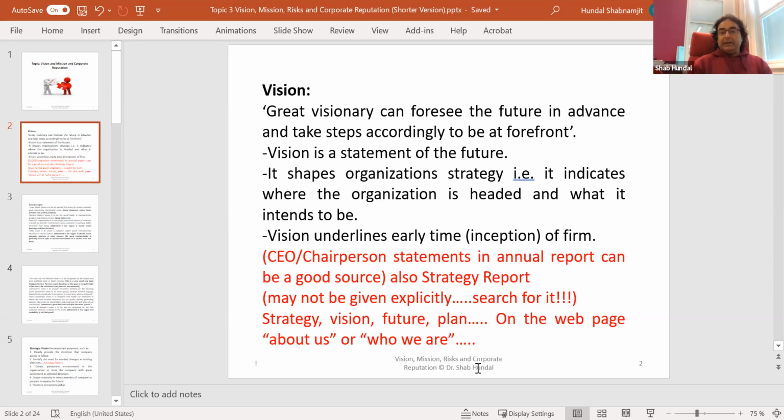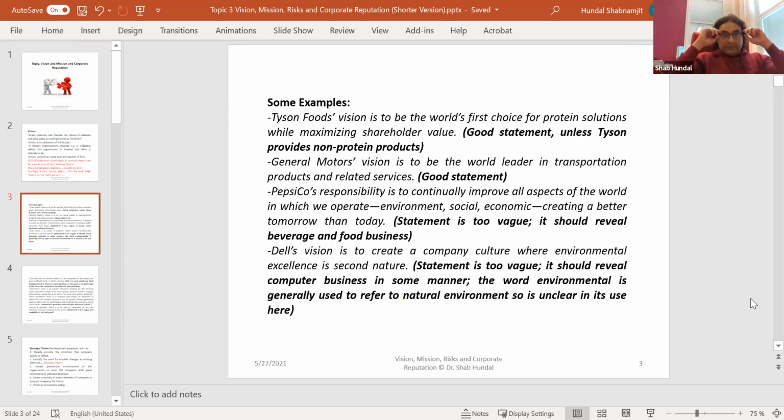As I said in the red, I'm giving you the hint. Basically, the CEO, the chairperson statement in the annual report can be a good source. Also, the strategy report and on the web page about us, who we are. So that is something. So I just wrote what I just said. So nothing different. Some examples of the vision.